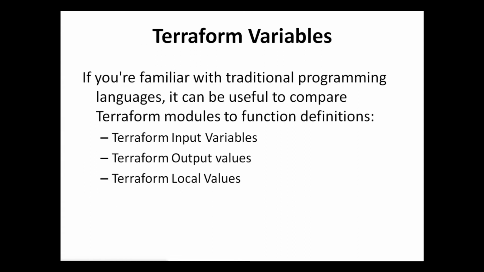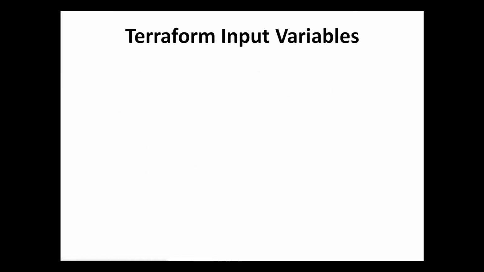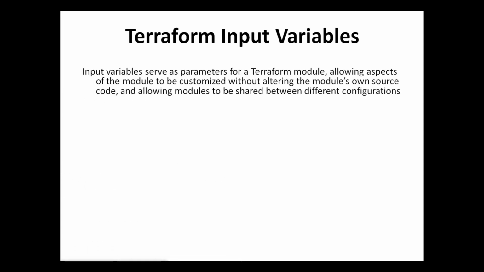Basically, there are three types of Terraform variables. If you are familiar with traditional programming languages, it can be useful to compare Terraform modules to function definitions: Terraform input variables, Terraform output variables, and Terraform local values. Input variables serve as parameters for a Terraform module, allowing aspects of the module to be customized without altering the module's own source code, and allowing modules to be shared between different configurations. This is the standard definition of variables in any programming language.